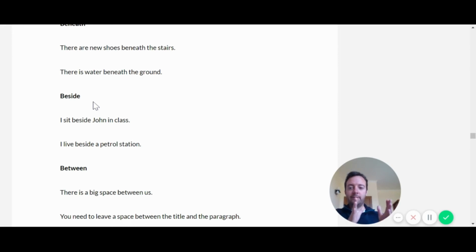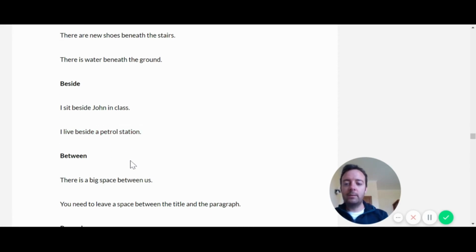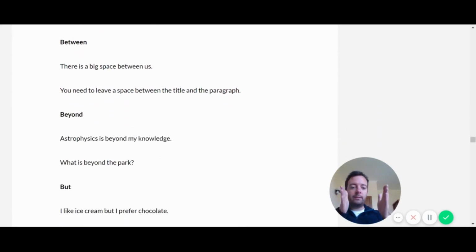Beside, okay, when you have two things that are near each other. I sit beside John in class. I live beside a petrol station. Between, okay, that's when you have two things and there's one thing in the middle, okay? There's a big space between us. You need to leave a space between the title and the paragraph.